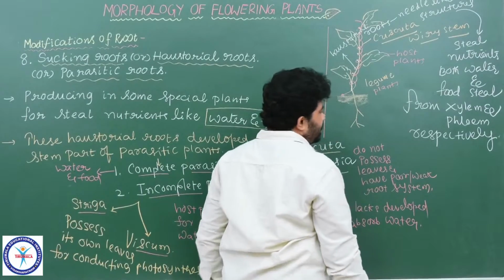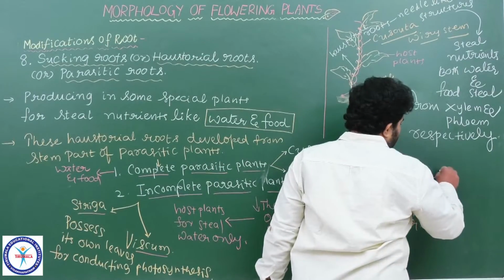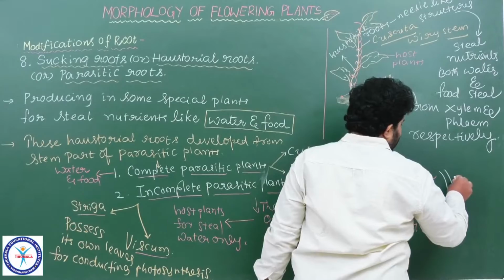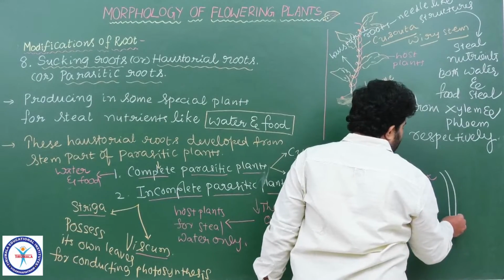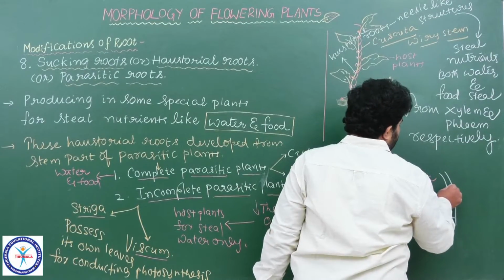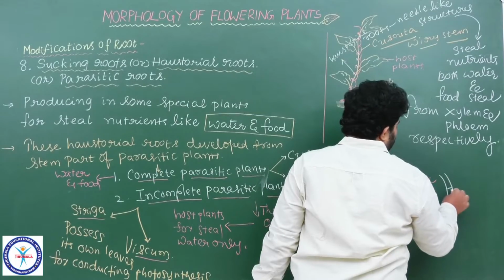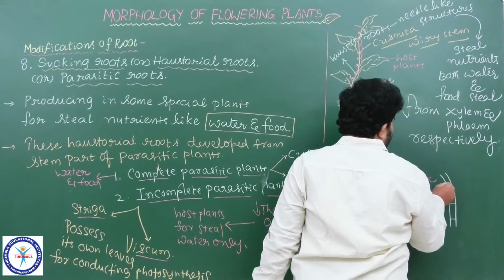Understood? Incomplete parasitic plants depend on other plants. Suppose you take a plant which is differentiated into nodes and internodes, okay, with their own leaves projecting.